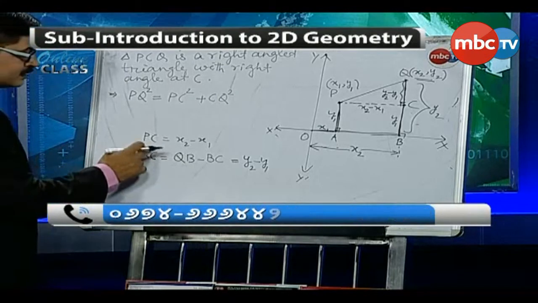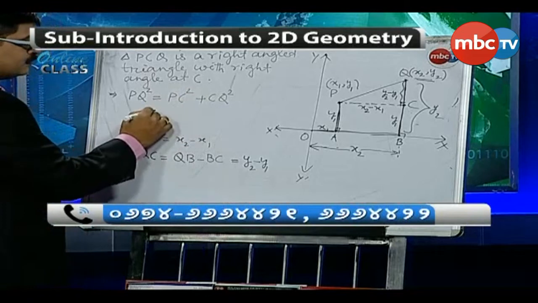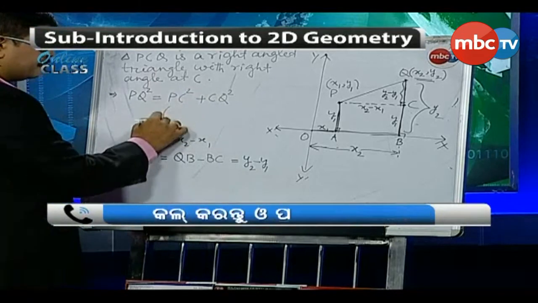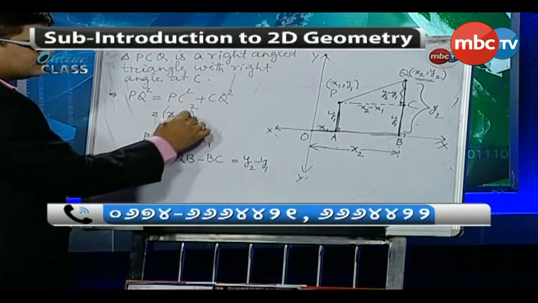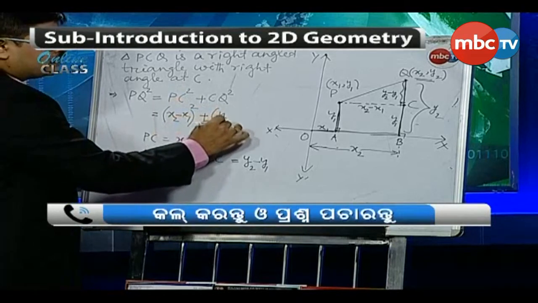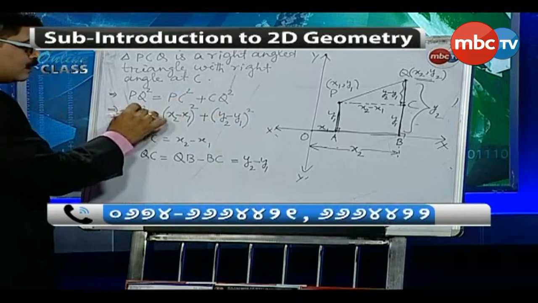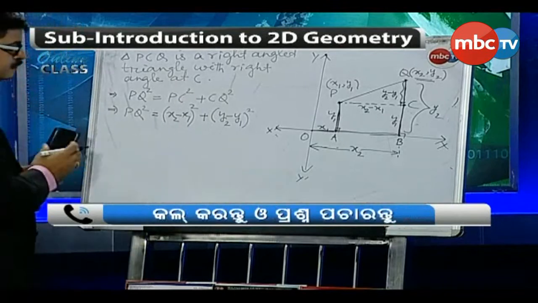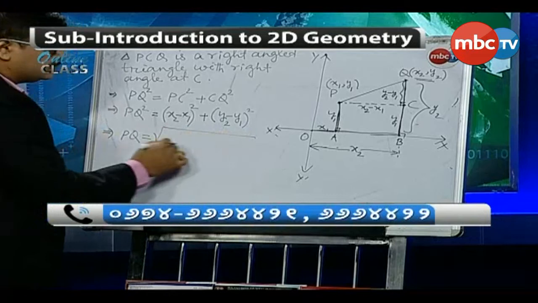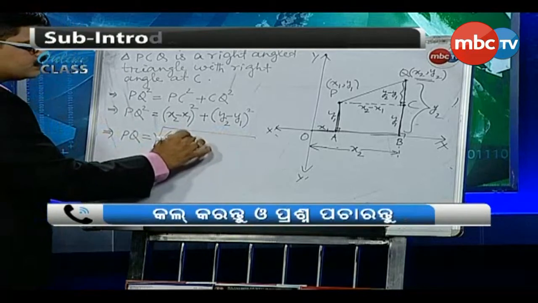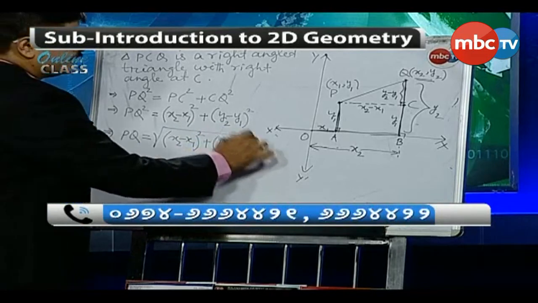Now we have everything with us. PC length is there and QC length is there. PC is x2 minus x1, its square, (x2 minus x1) square plus (y2 minus y1) square. So this is PQ square, and we want PQ. So PQ will be equal to under root (x2 minus x1) square plus (y2 minus y1) square.